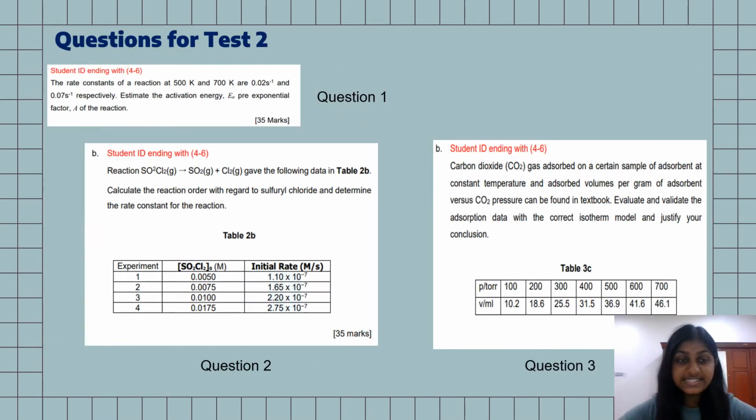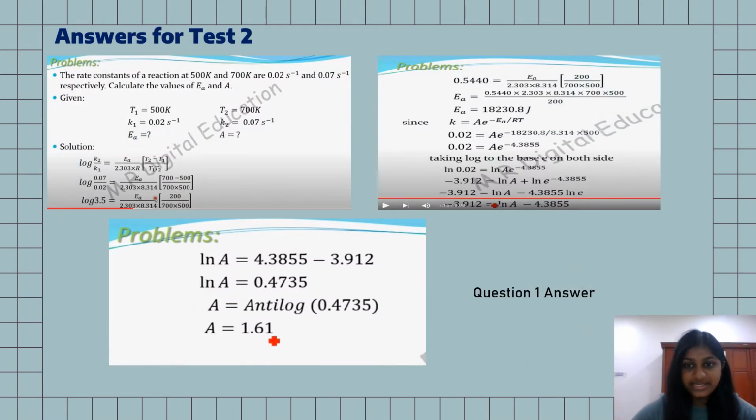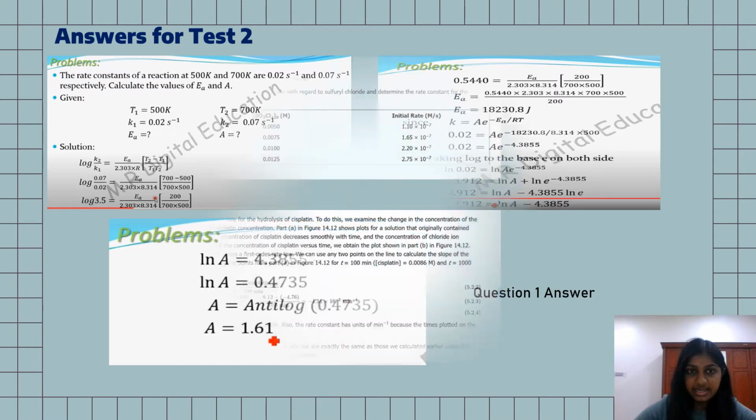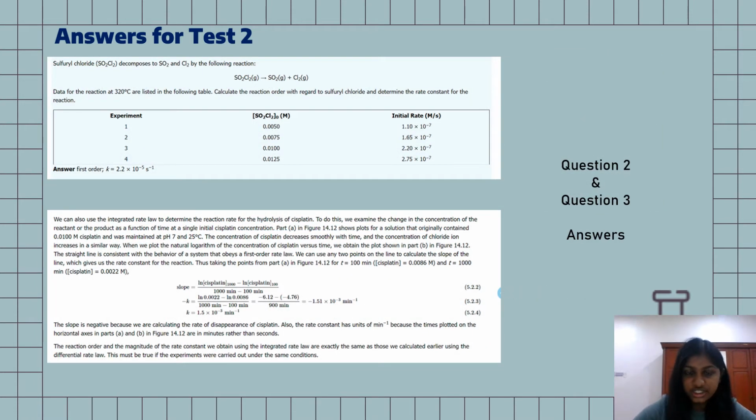So these are the questions I had during test 2 because of my student ID ending with 6. Now I would like to present the question 1 answers. This one is the question 1 answers, and this one is the answers for question 2 and question 3.